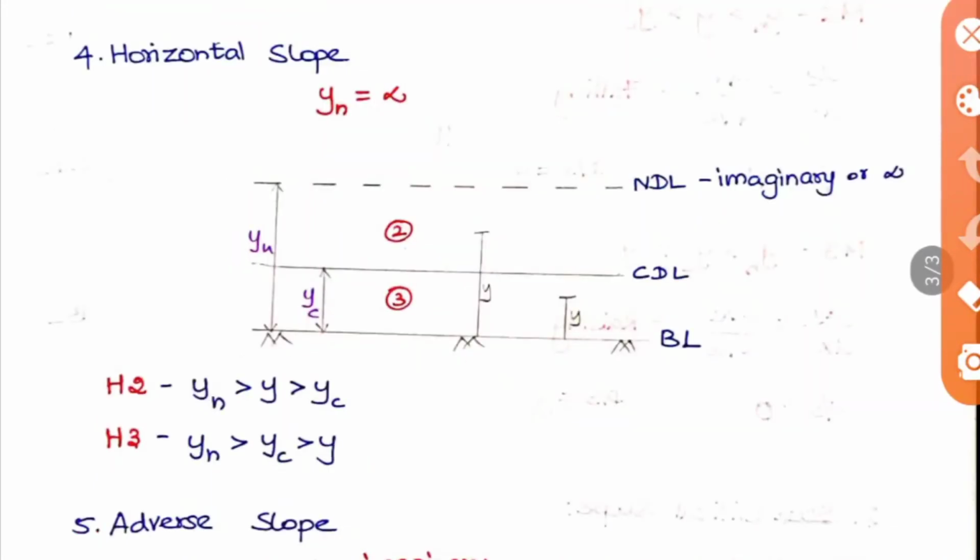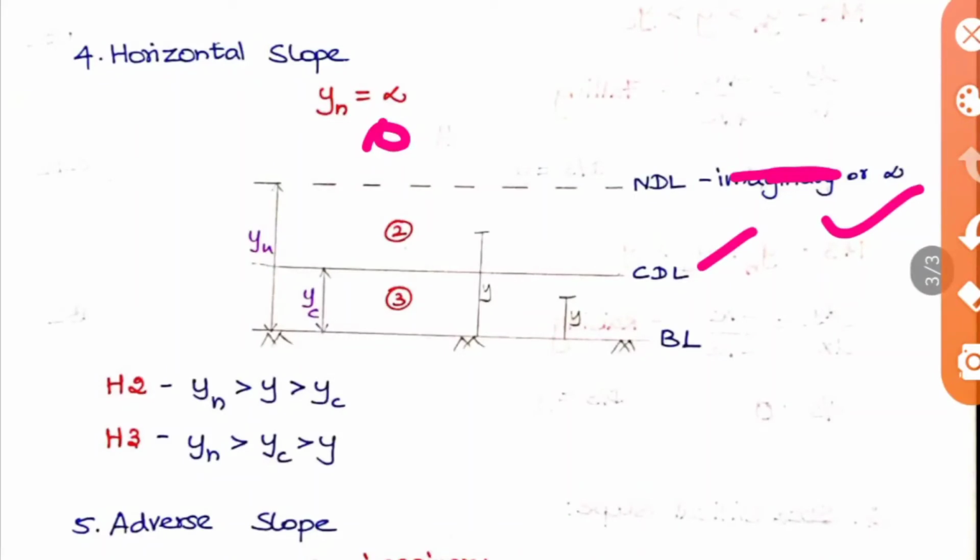And the fourth one is your horizontal slope, where yn is equal to infinity. So we have drawn the normal depth line at infinity. Sorry, it's not imaginary here, it is infinity. And yc will be less than that, that is, the critical depth line will be less than that. So here we can't take a third point, that is, a point above this, which we usually take as the first point. We can't take that because the NDL itself is at infinity, so how can you assume a height above that? So we can't take that. So here H1 does not exist, so this is an important point.